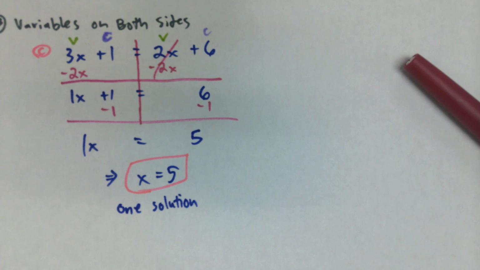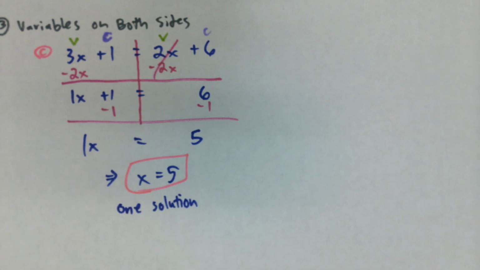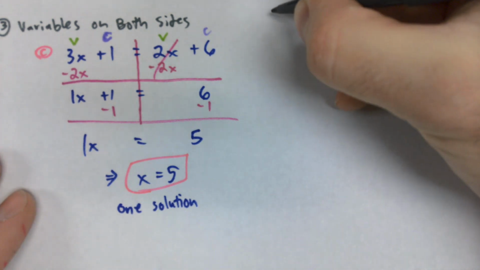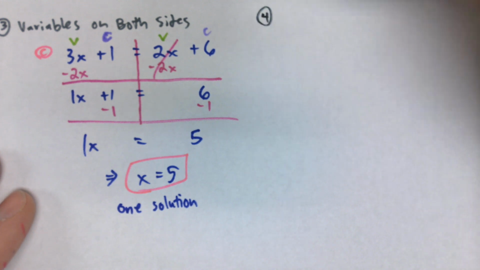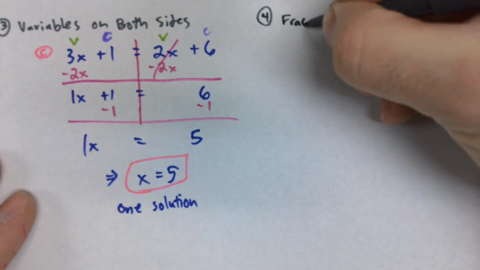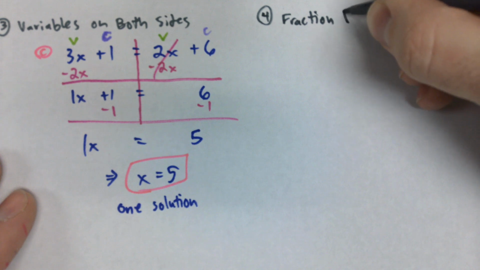Variables on both sides is not too bad. Definitely not as difficult as distributing, in my opinion. All right, two more things we're going to talk about. The first of those two is our favorite thing to do, which is fraction busting.